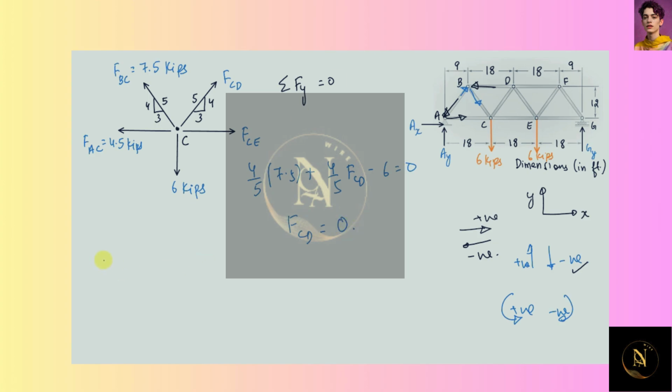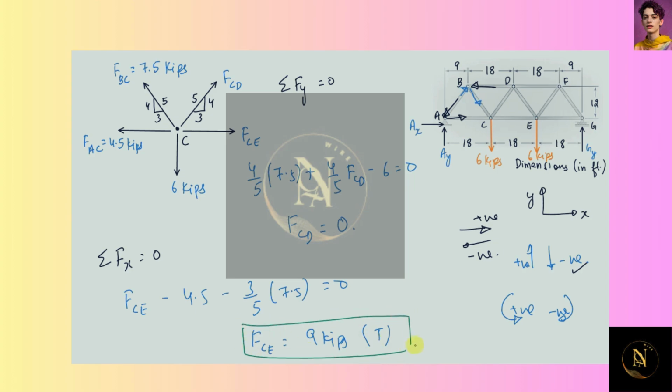Now next we'll be considering the forces in x direction, so sigma Fx equals to 0. So we have FCE in the x direction minus 4.5 minus 3 by 5 times 7.5 is equals to 0. So from here the force in the member CE will get this value as 9 kips, and since the value comes out to be positive, that means the member would be in tension. So now next I will be considering this section.